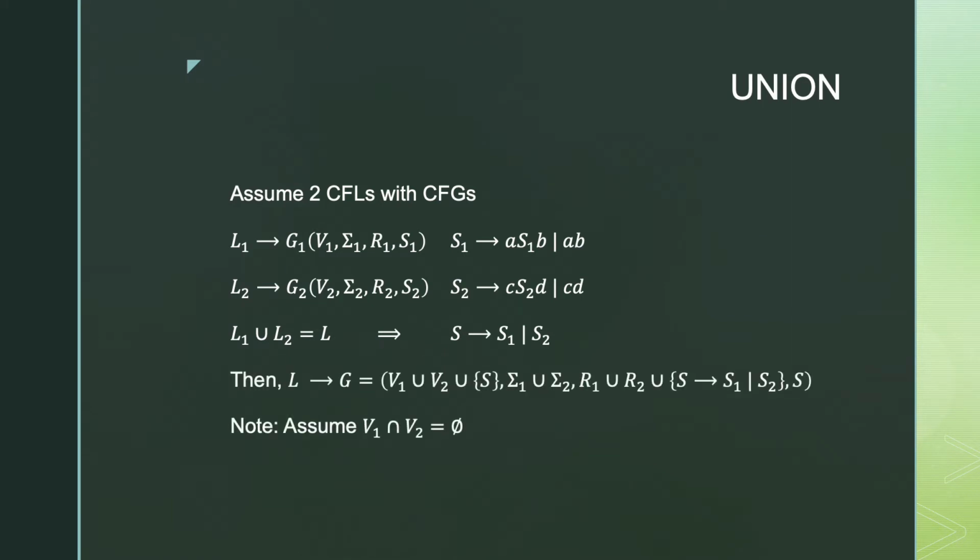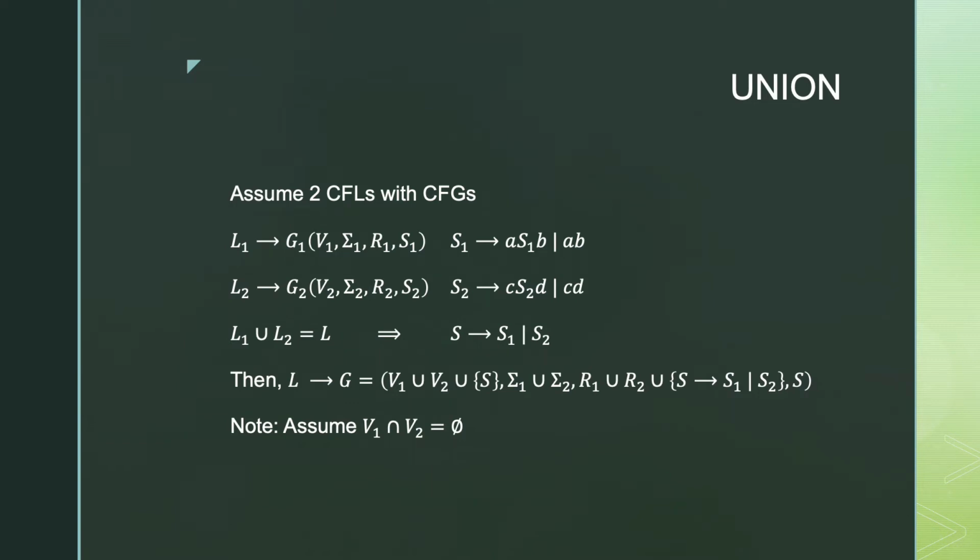L has a grammar with non-terminals V1 union V2 union the non-terminal S. What this means is that we are including all the non-terminals in both the grammars G1 and G2, including our newly defined S, which is a non-terminal. Both these grammars have different sets of terminals, which are A, B and C, D. So we are applying a union on both the sets.